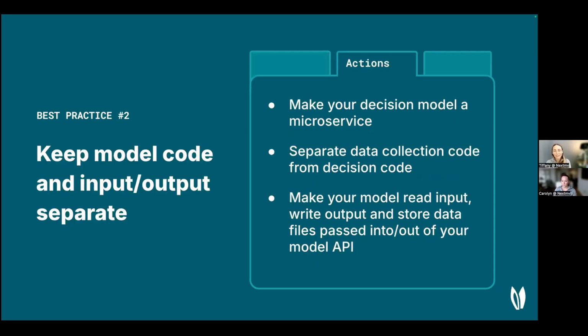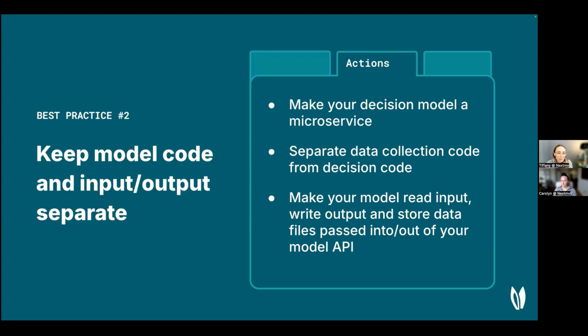Yep, definitely. So the big thing here is making your decision model its own microservice. So your model should have one job. It reads input, makes a decision, and writes output, and that's the microservice. And to do that, you need to separate out data collection code from the actual decision code. And what I mean by data collection code is all the upstream stuff. So querying databases, maybe calling third-party APIs to pull together other data sources, aggregating that data, that should live in a different layer. So the model just receives a clean input file, and it's easier to reason about that way as well.